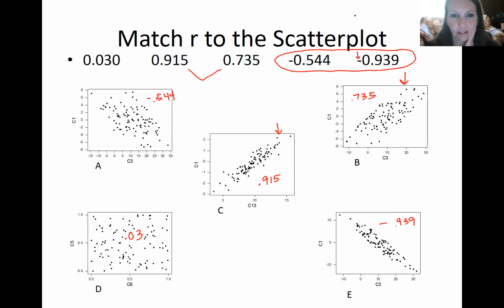All right, here's another question for you. Of these 5 graphs with their corresponding correlations, which one, A, B, C, D, or E, has the strongest correlation?